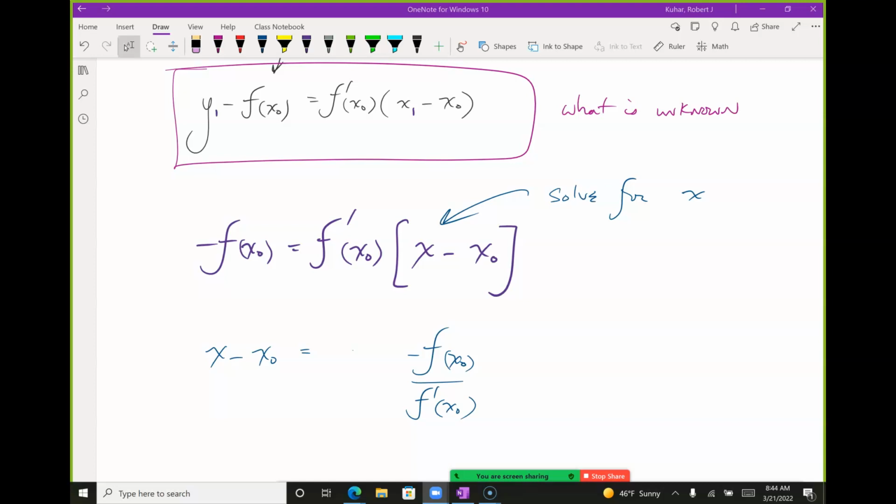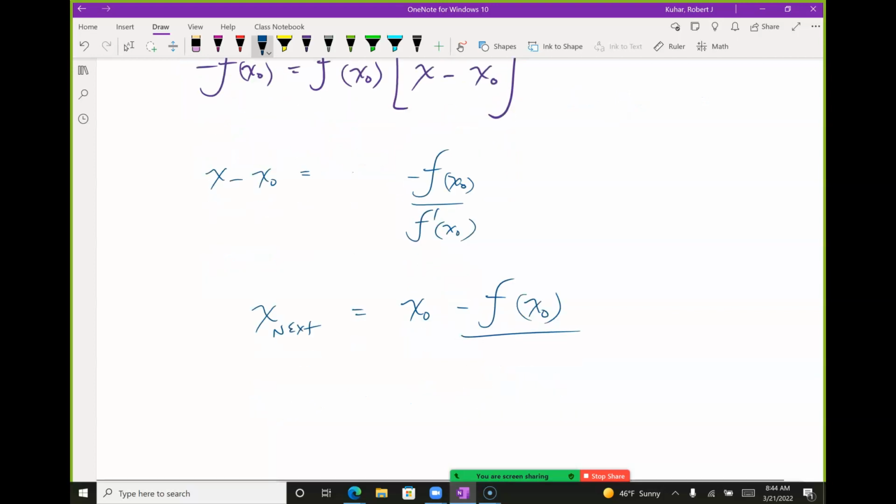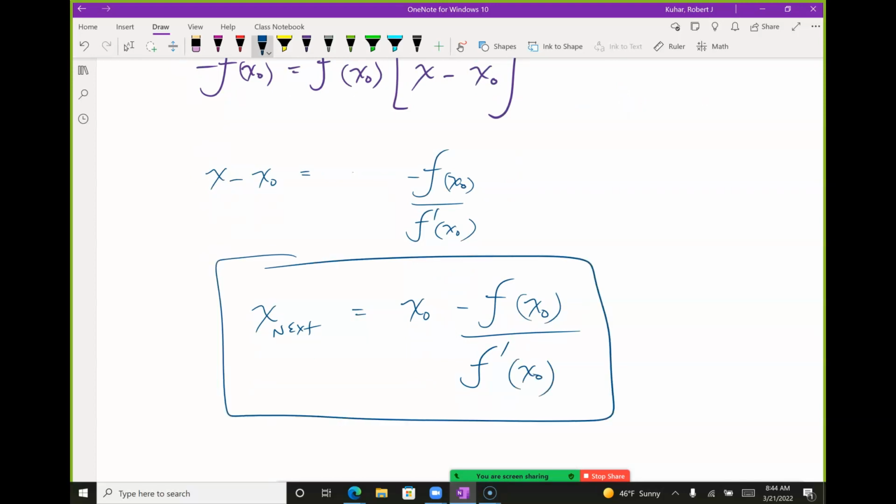Thanks. So now I can just add x naught to the other side. So x next is equal to the initial guess minus the function evaluated at the initial guess divided by the derivative evaluated at the initial guess. And this is Newton's method. And I'm going to iterate. You understand iterate: once you get an answer, put the answer back in. It's like rinse and repeat, I like to say.